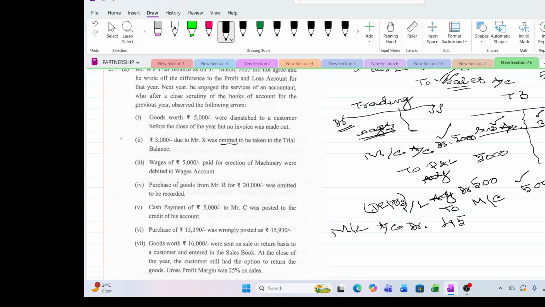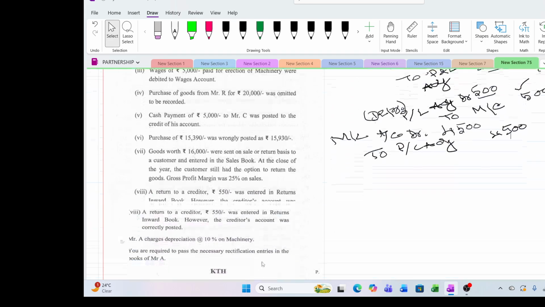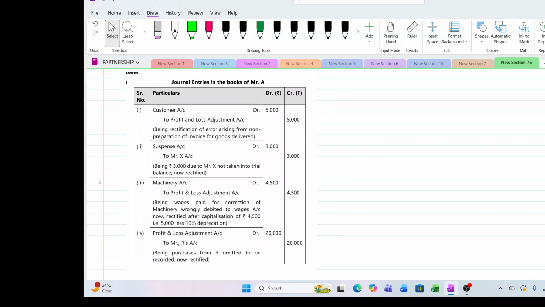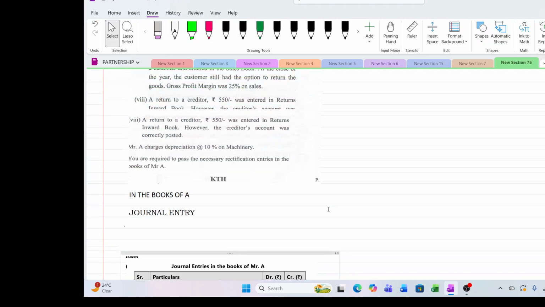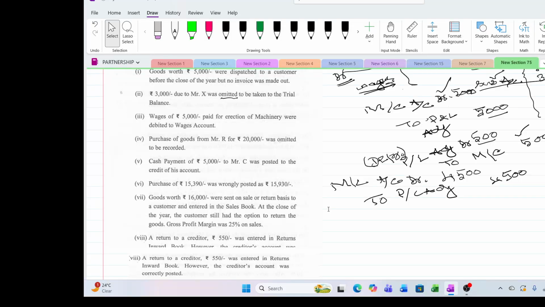4,500. Now what happened to the P&L adjustment? It is credited with 5,000 and debited with 500. So in a combined entry, we can make it in one entry as P&L adjustment account 4,500. That's what is done in the rectification journal. This is, I hope, the third entry. See here, machinery account is debited and P&L adjustment account is credited with 4,500.